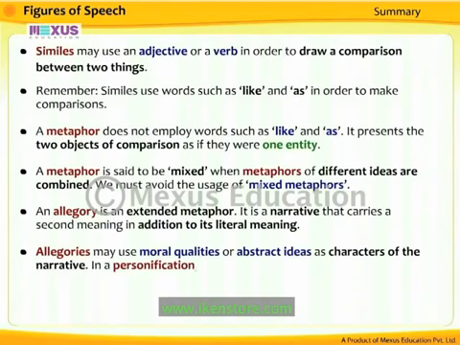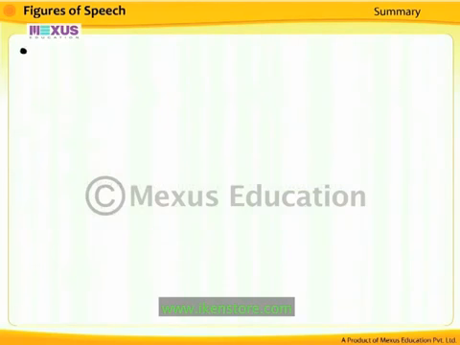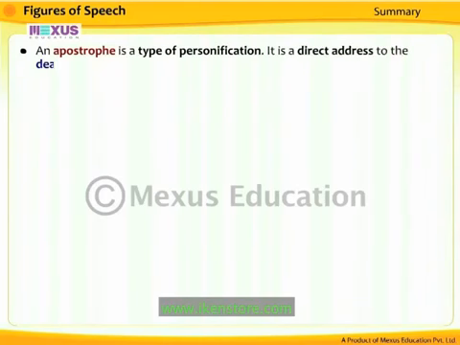In a personification, inanimate objects and abstract ideas are spoken of as though they are living and conscious. An apostrophe is a type of personification. It is a direct address to the dead, to the absent, or to an inanimate object or event.